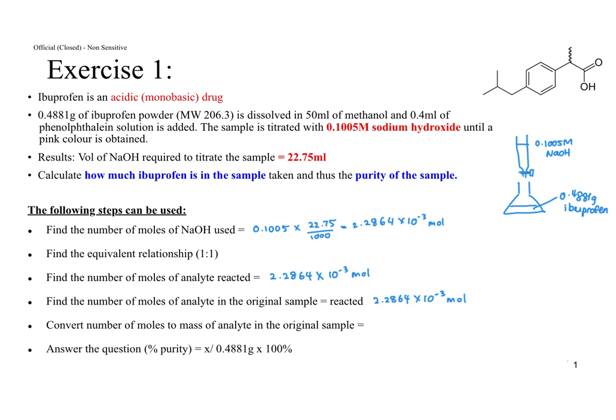Now let's convert the number of moles to mass, and we can do this because the molar mass is given as 206.3. So let's take moles times Mr.